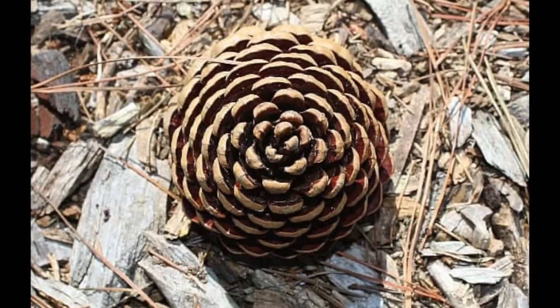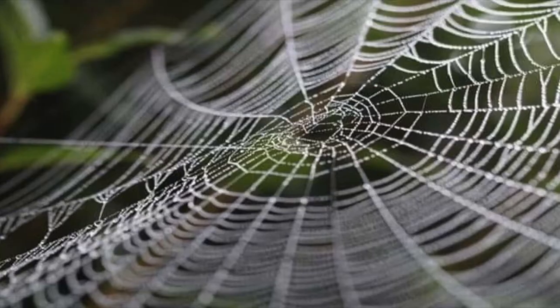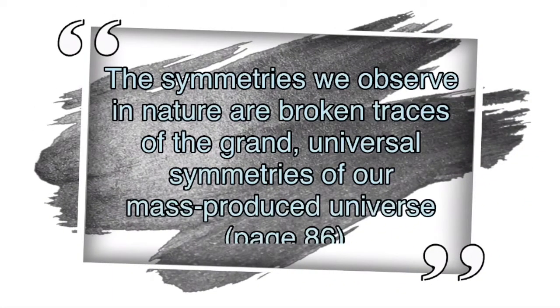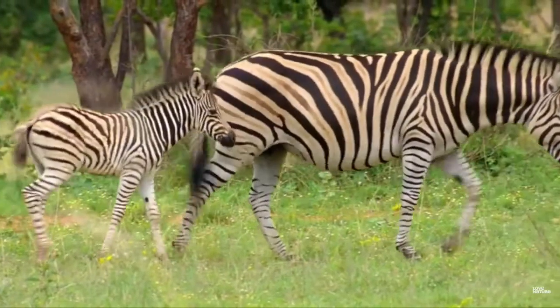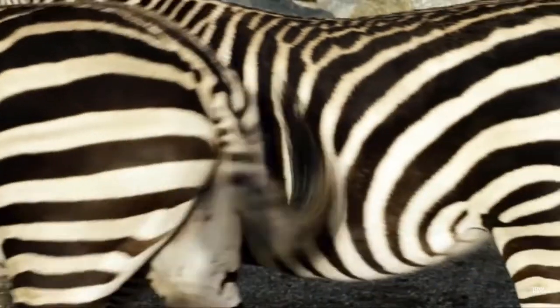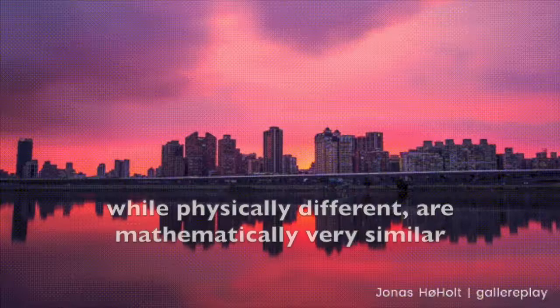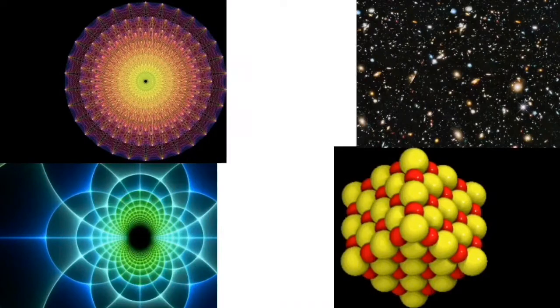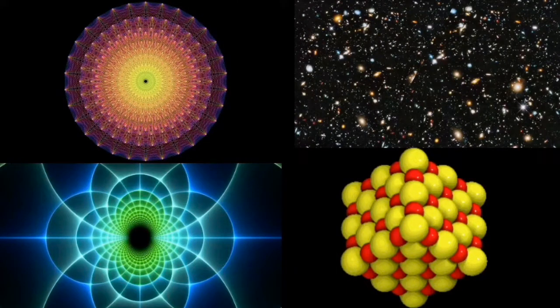This phenomenon, the breaking of symmetries, can explain why we see a lot of patterns around us, as Stewart claims that the symmetries we observe in nature are broken traces of the grand universal symmetries of our mass-produced universe. At the same time, he used broken symmetries to unify what at first sight appear to be very disparate phenomena. He tells us that mathematics, through the symmetry-breaking processes, can explain in a unified way the fact that the patterns we see in dunes and zebra stripes are caused by processes that, while physically different, are mathematically very similar. The mathematics of symmetry and symmetry breaking have been widely used and applied in the field of physics.